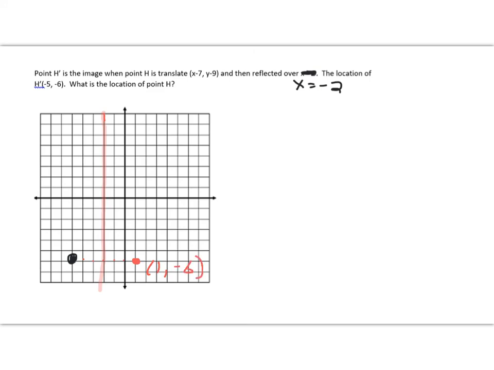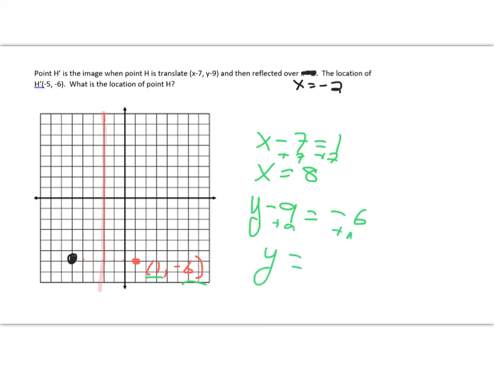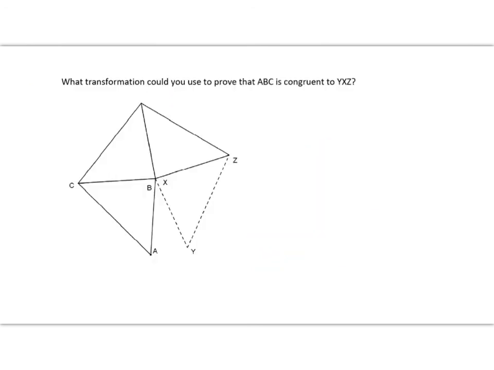The next thing I have to do is do my translation. So I want to say x minus 7 equals 1. That means x equals 8. Add 7 to both sides. And y minus 9 equals -6. I'm getting it from here. So add 9, that means y equals 3. So my point is 8, 3.